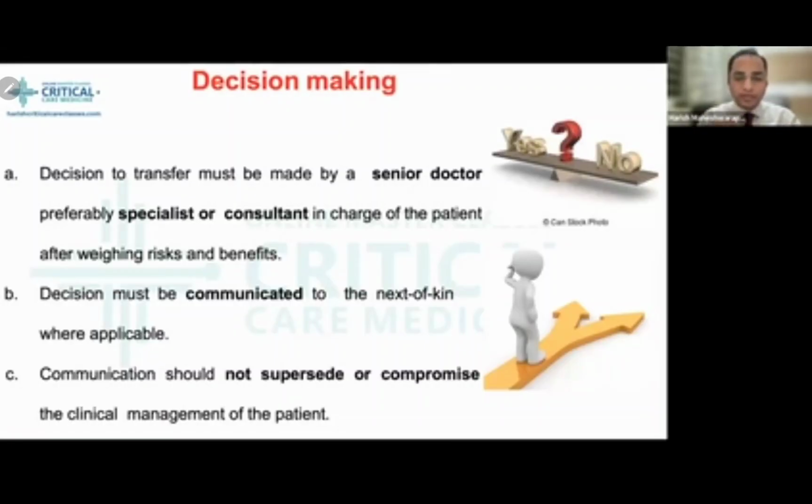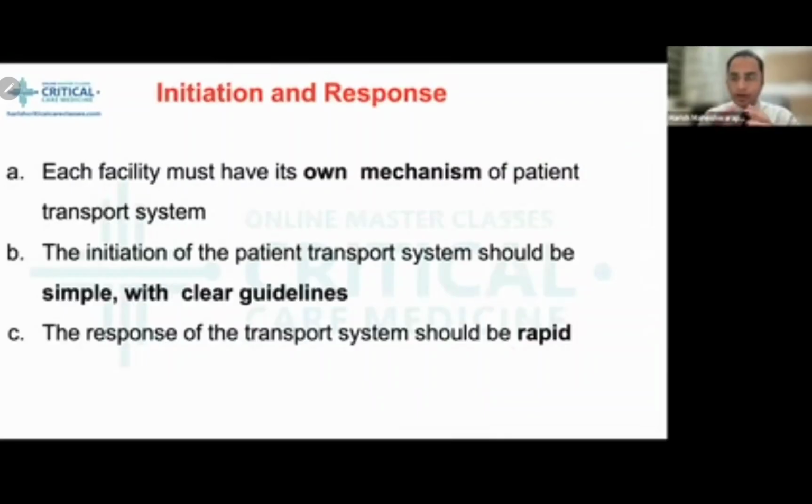Communication should not supersede or compromise the clinical management of that particular patient. Means, okay, we are discussing transferring a patient, but it doesn't mean that any patient will go out of the hospital and we compromise the care or make the care very superficial. That should not happen. That is very important in terms of avoiding the risk involved during the transfer of the patient.